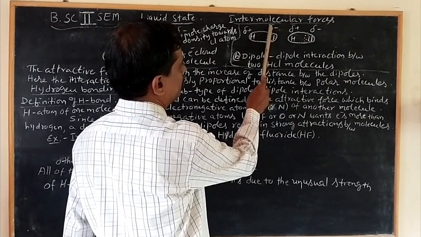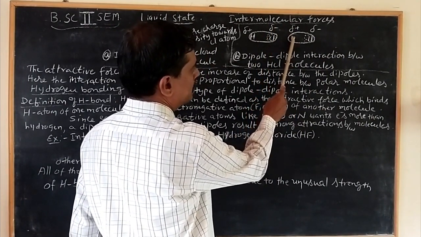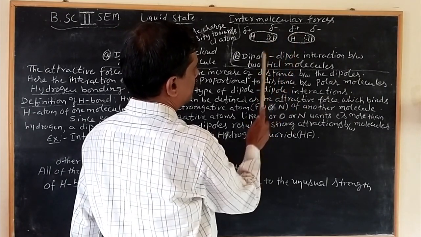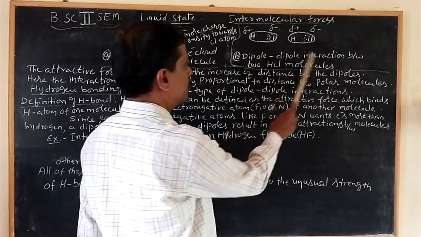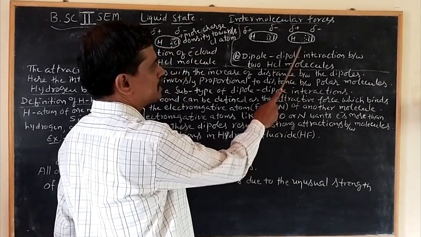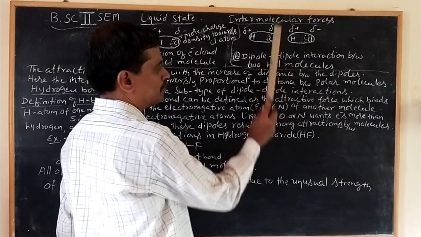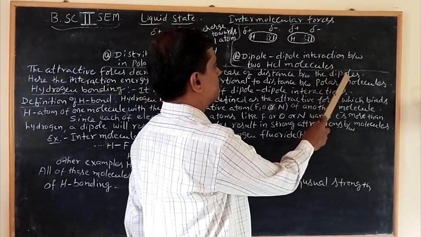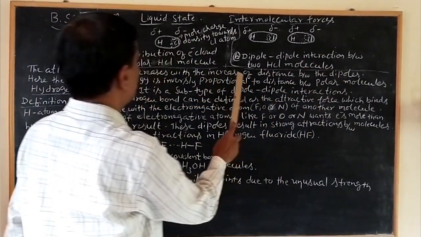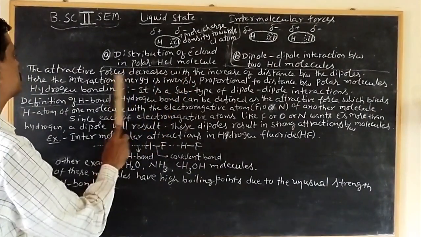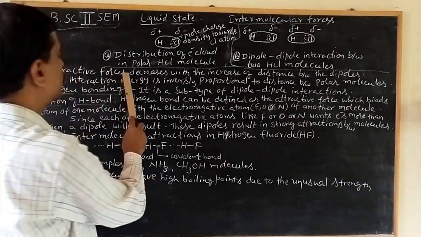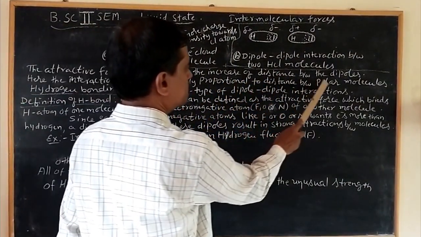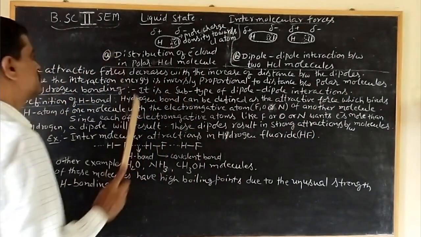This is chlorine delta minus of this molecule, hydrogen delta plus of this another molecule. So opposite charges are there. This is the dipole, this is the dipole. So such type of interaction you can call dipole-dipole interactions. And this is existing between molecules like two HCl molecules. The attractive forces decrease with the increase of distance between the dipoles. If the distance is more, then the intermolecular forces decrease. Here the interaction energy is inversely proportional to distance between polar molecules. So this is one type.